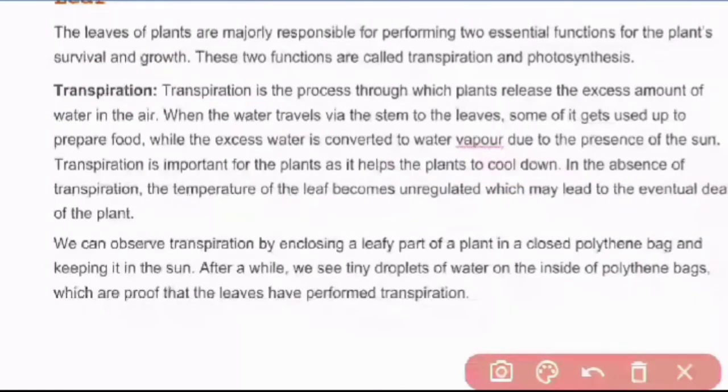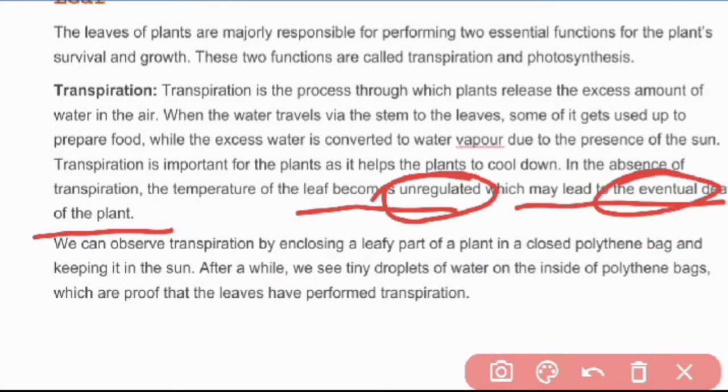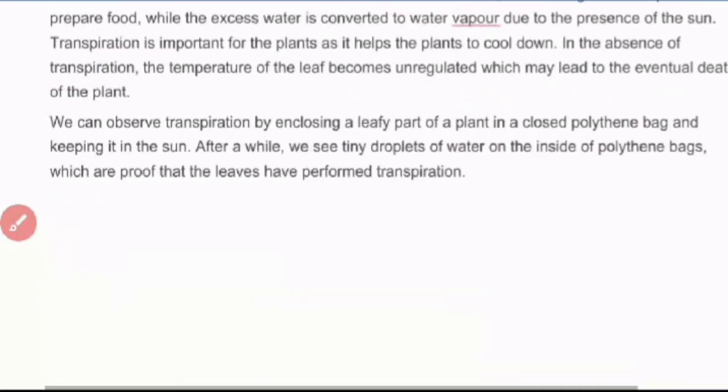Now what will happen if transpiration doesn't occur? Then the temperature of the leaf becomes unregulated, which may lead to the eventual death of the plant. Eventually means at the end. After some time, the plant will die because no transpiration is taking place. So that is why transpiration is one of the important functions of the leaf, which is important for its growth and survival.